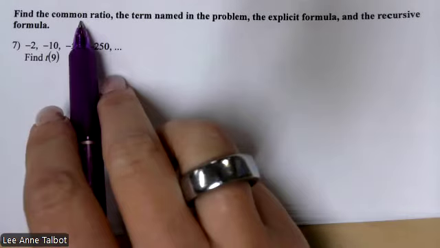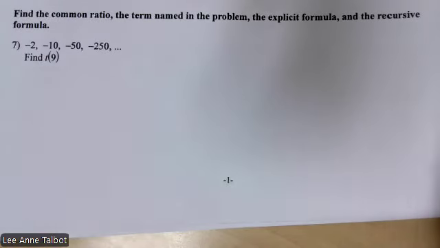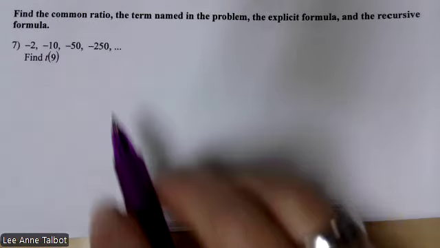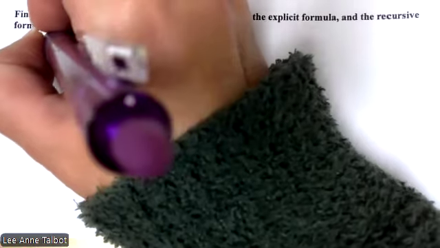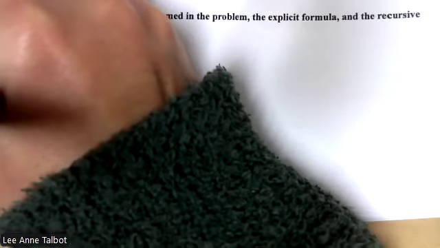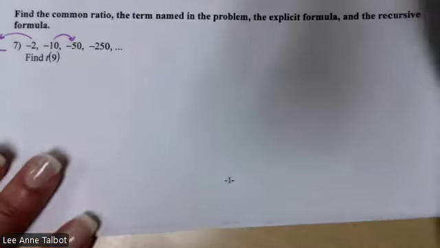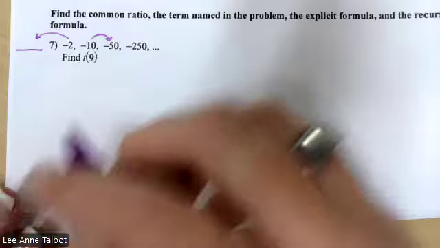Find the common ratio, the term named in the problem, the explicit, and the recursive. Alrighty, this guy's geometric, so that means your growth is called R, which is common ratio. I'm still gonna do my arrows though. So I do a forward arrow and a backward arrow. I'll start all of those problems the same. It looks like this one is multiplying by 5.